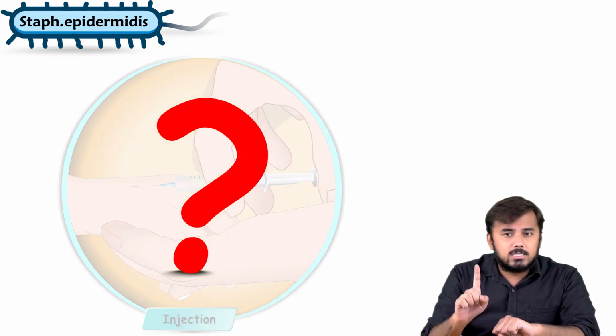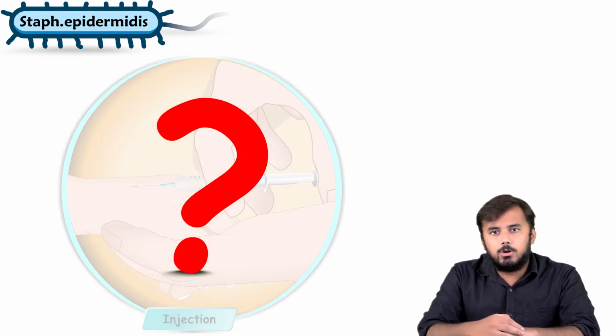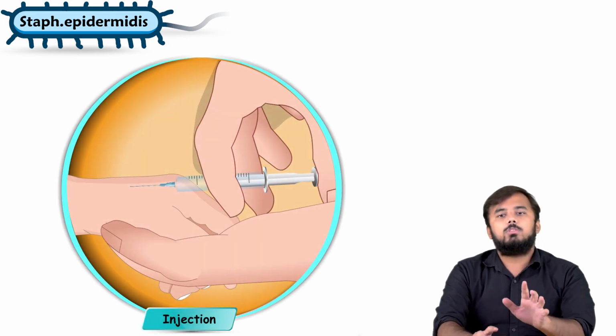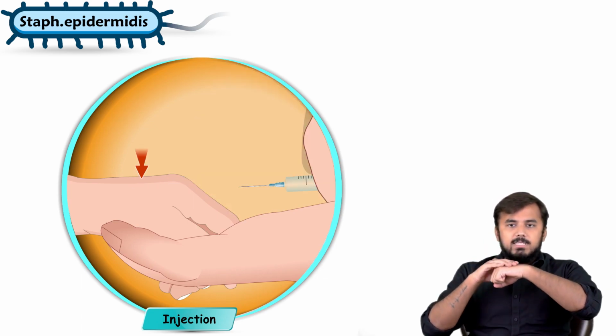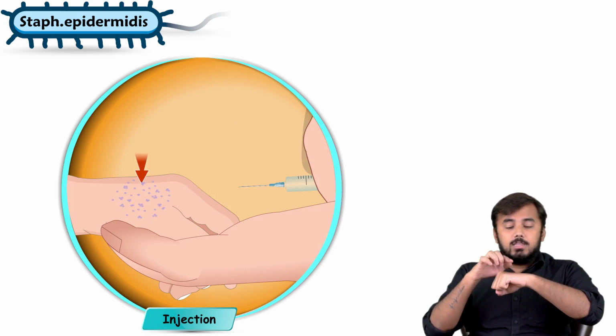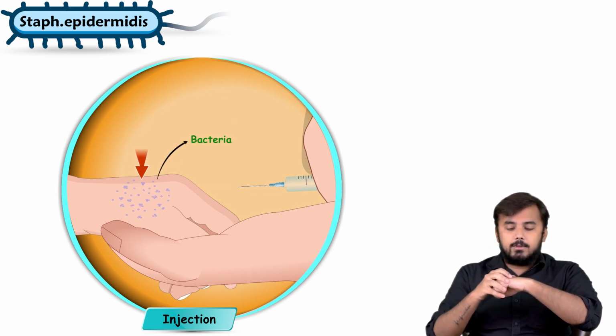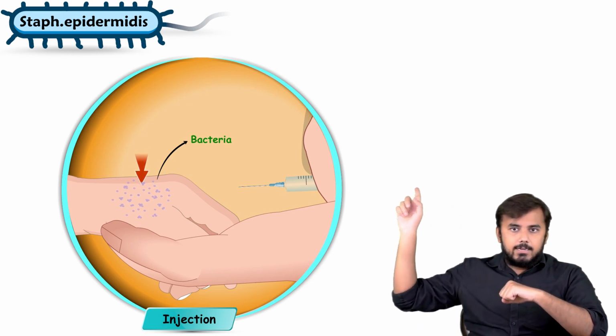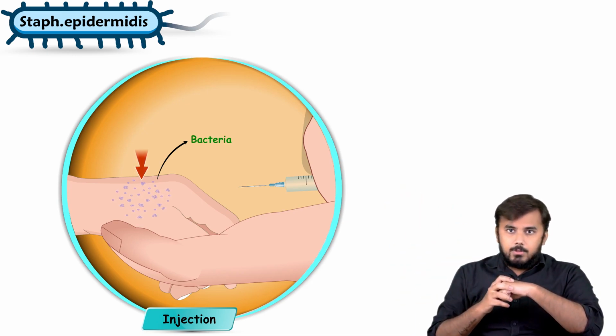Now, how does Staph epidermidis enter into my body? You very well know that this is my skin, and on the skin, per centimeter square, there are 10,000 Staph epidermidis bacteria. Now there are bacteria on my skin. So that is the skin there, and the bacteria are giggling on the skin. Right?